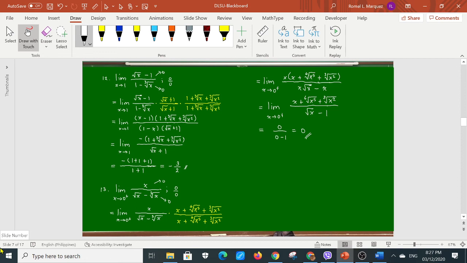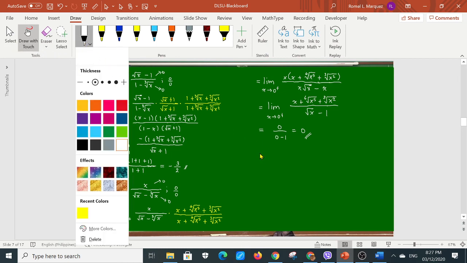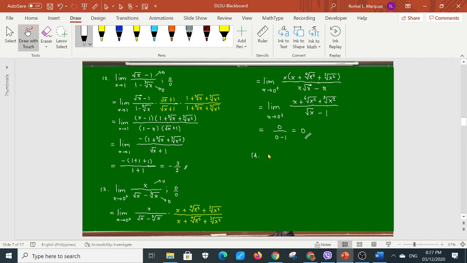Question, guys. Okay, guys. Doon naman tayo sa mga may absolute value. Tapos na tayo sa may mga radical. Number 14. What if you're given limit as x approaches, let's say, 1 of absolute value of x minus 1 over, pinaka-simple lang muna, ha? Anong limit ng x minus 1 all over x minus 1 as x approaches 1?